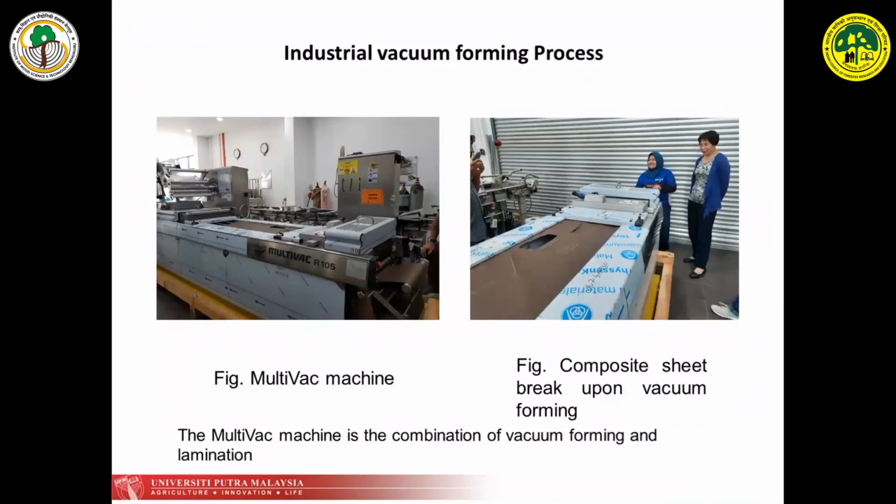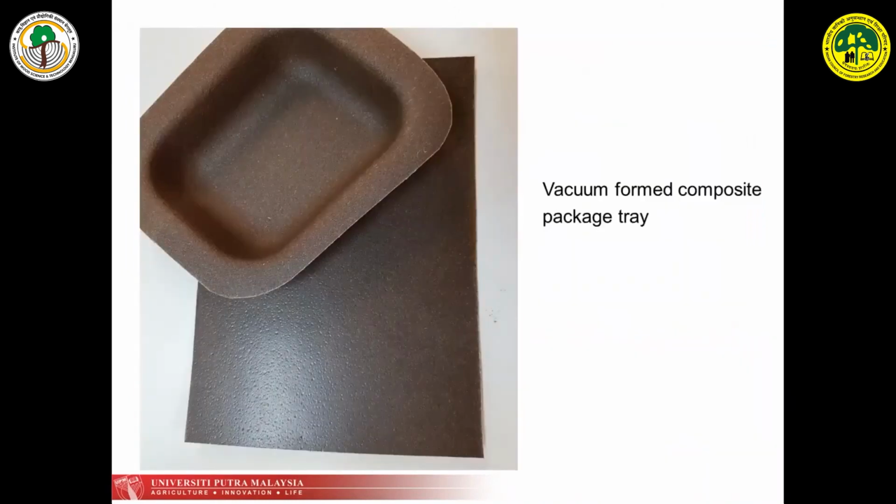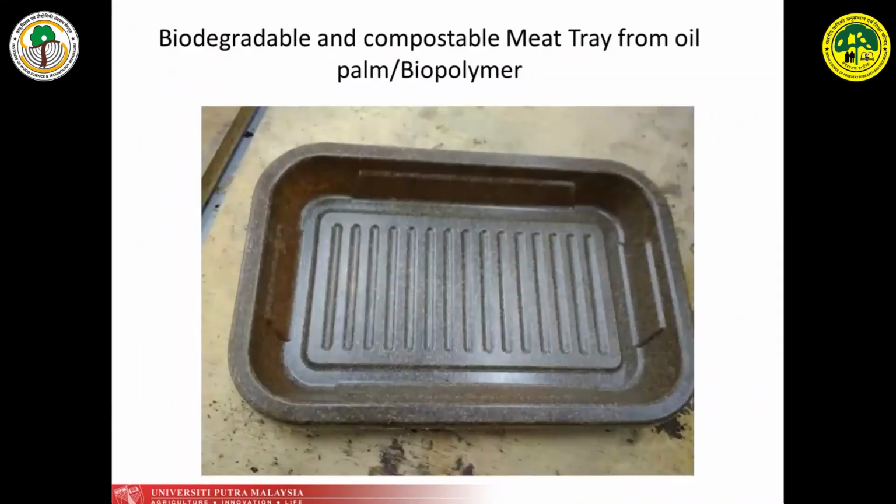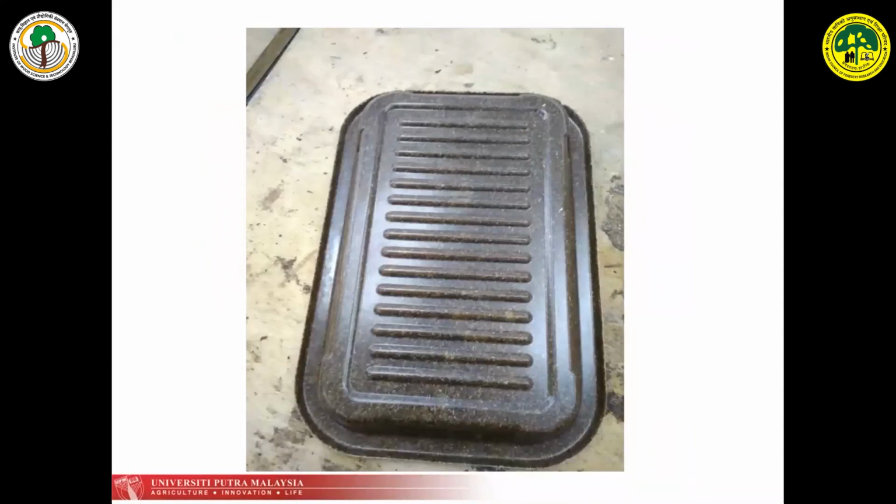So you look at that one, we do the thermoforming of the product by using that composite sheet, from the vacuum forming multi-vac machines. And going further, we also make products by thermoforming using the hot press in the lab. We also developed the composite packaging tray, which we have made from oil palm and other materials.